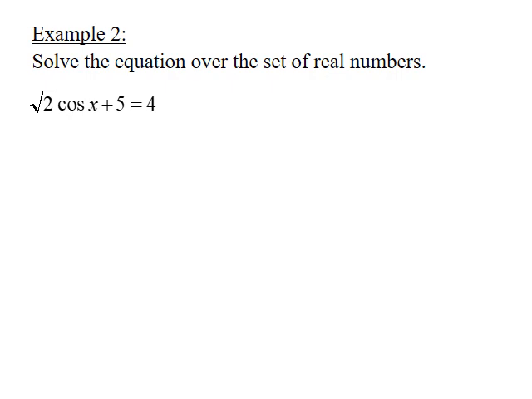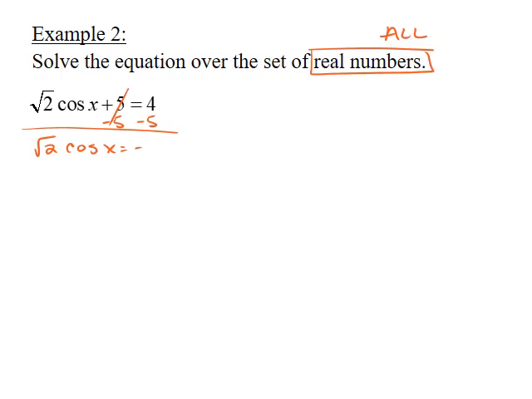Let's look at another example. Now, this one's a little bit different because it says solve the equation over the set of real numbers. So this means every single solution possible. So when we solve this, we're going to isolate the trig function. So we will subtract 5 from both sides. All right, divide by the square root of 2. Oops, this should be a negative 1.